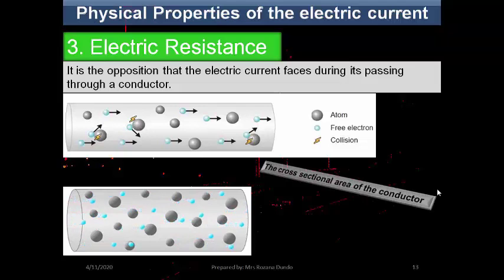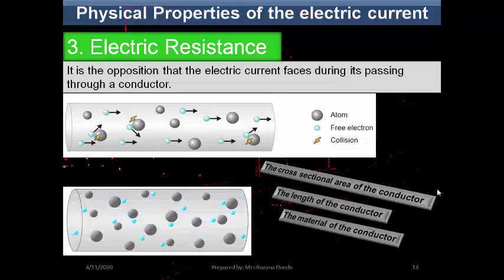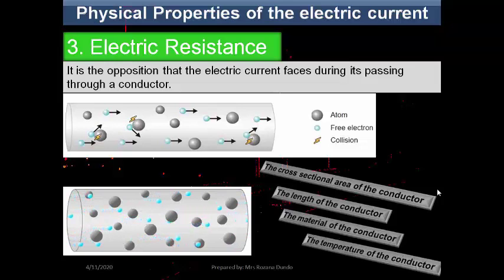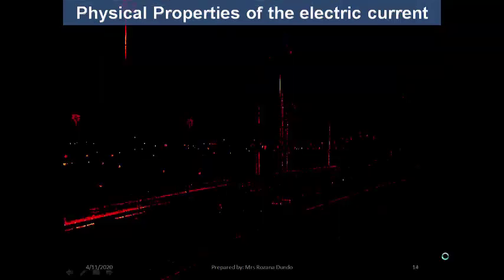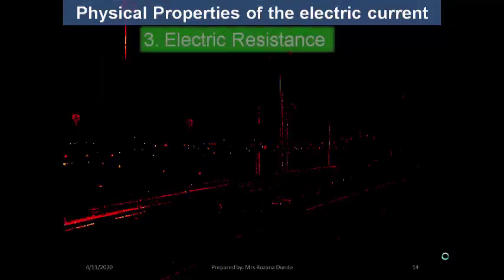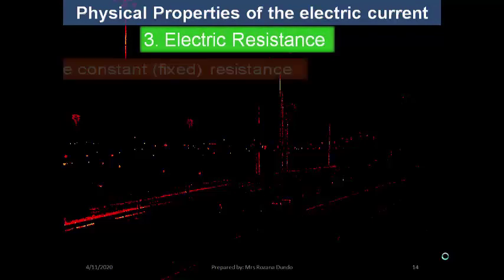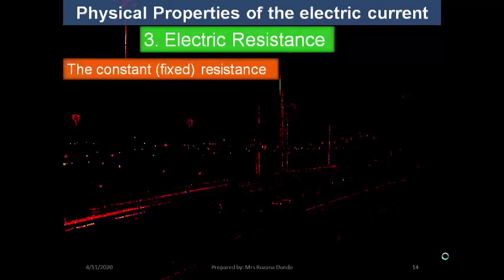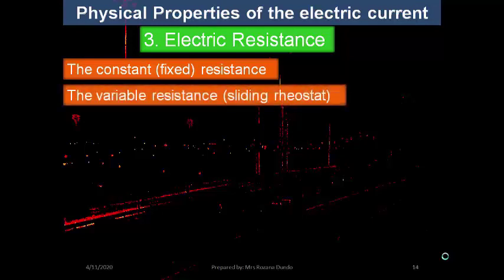There are a few factors which affect electric resistance: the cross-sectional area of the conductor, the length of the conductor, the material of the conductor, and the temperature of the conductor. So each material has its own electric resistance. Electric resistance is of two types: the constant fixed resistance and the variable resistance or sliding rheostat.